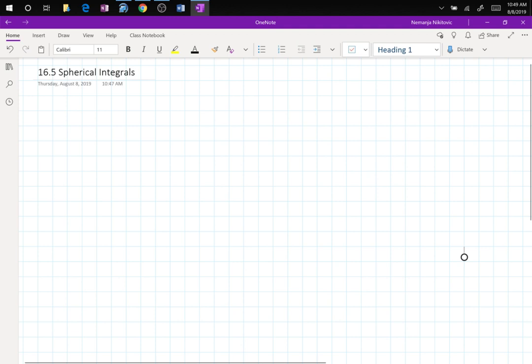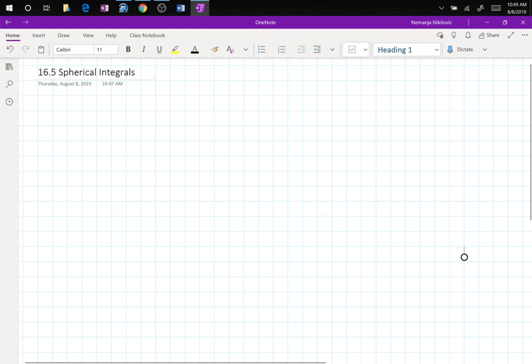We have the second part of 16.5, which is on spherical integrals. Spherical coordinates and then spherical integrals, which is the triple integration in spherical coordinates. So, spherical integrals for short. This is another coordinate system that is built on top of polar.